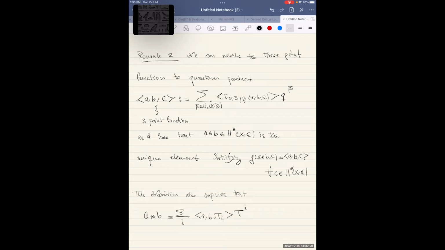So if you accept this, moreover, the 3-point function of ABC can also be written as an integral of the star product of ABC. So this is the small quantum product. Everything that we have been doing so far is a small quantum product. Okay, so that's what it is.